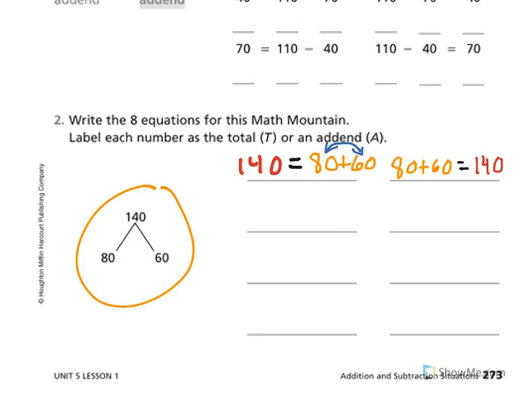So here we have 140, and that equals 60 plus what? What's it going to be? That's right, it's going to be 80. And then here we're going to do the same thing, 60 plus 80.